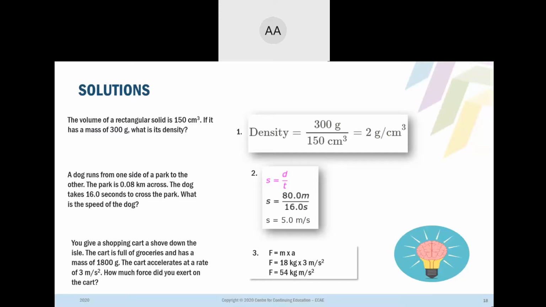So the mass is 18 kilograms. Convert those grams to kilograms. Don't forget to do that. And you are given the acceleration, 3 meters per second squared. So then it's a nice and simple calculation. 54 kilograms per meter squared. That's the force you exerted.